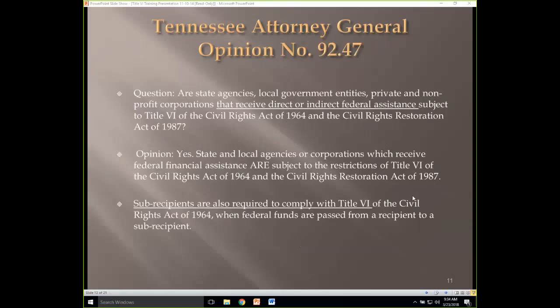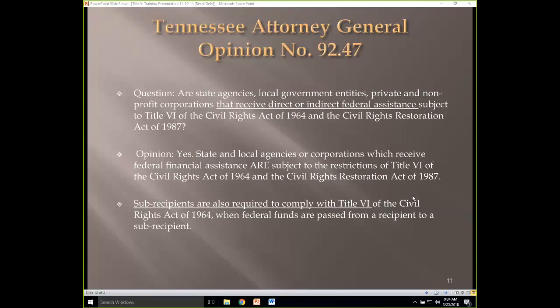So a relevant Tennessee Attorney General opinion is opinion number 9247. The question was, are state agencies, local government entities, private and nonprofit corporations that receive direct or indirect federal assistance subject to Title VI of the Civil Rights Act of 1964 and the Civil Rights Restoration Act of 1987? And that opinion stated that yes, state and local agencies or corporations which receive federal financial assistance are subject to the restrictions of Title VI of the Civil Rights Act of 1964 and the Civil Rights Restoration Act of 1987.